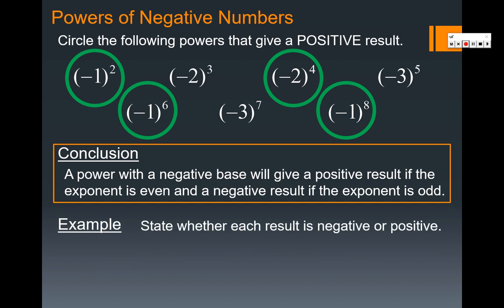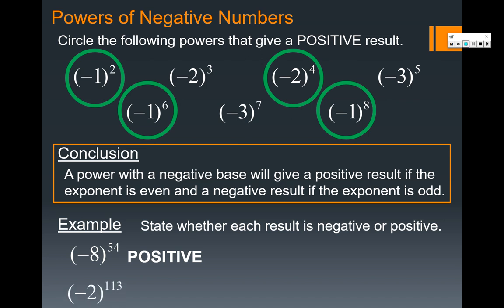State whether each result is negative or positive. Challenge one coming, okay? Not the first couple. First couple should be easy. Negative 8 to the power of 54. It's going to be a really big number. But is it going to be positive or negative? Absolutely, it's going to be positive, because that's an even exponent on a negative base.